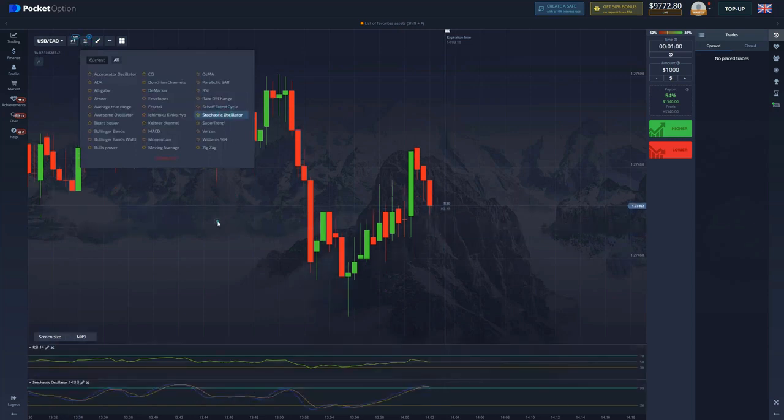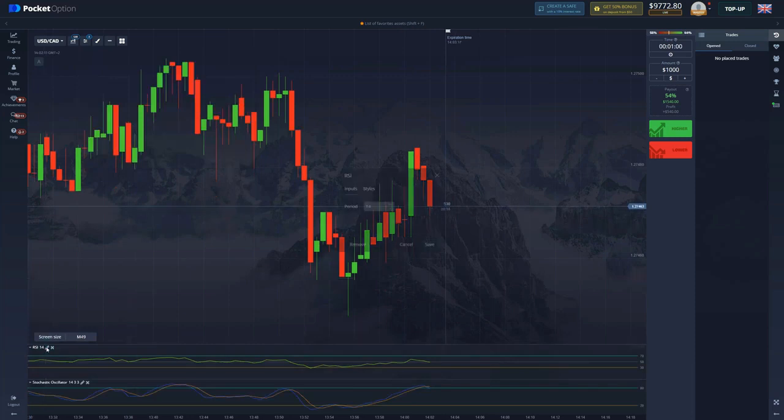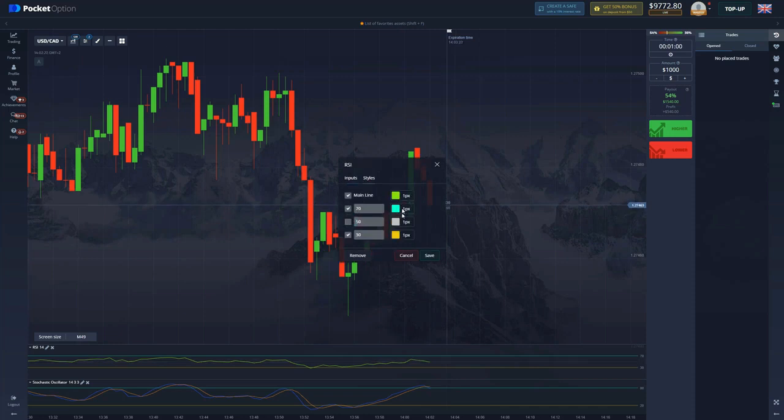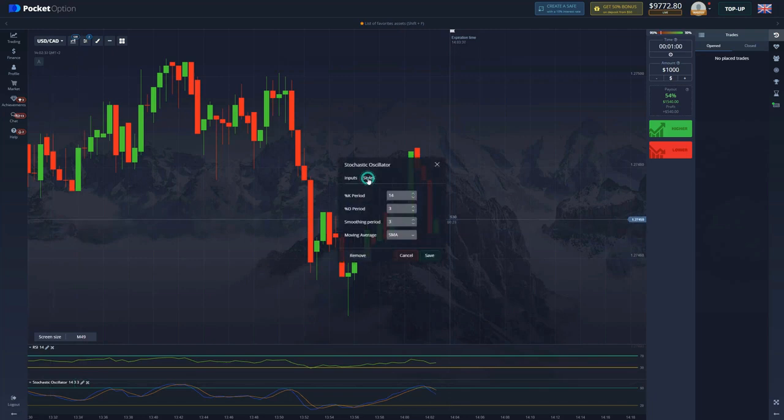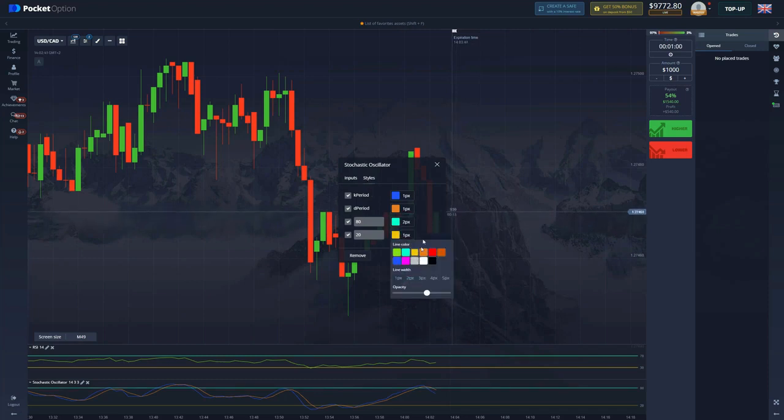We click that, we go to edit RSI right here, we leave the period at 14, then we'll go to style, we disable the level 50 and leave the 70 and 30 only, and change the thickness to 2 pixels on both of them so they're more visible for us, because it's very crucial. And then we go to edit the stochastic oscillator. We leave everything in the inputs as it is, and just change the thickness so it's better visible for us, the same as with RSI. And there it is, we're ready.